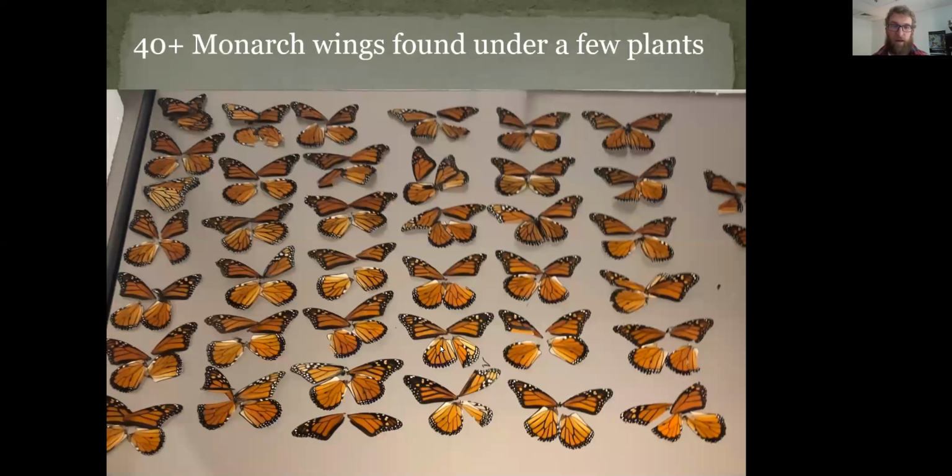At least 40 individuals, wings that I found underneath about 10 plants. And so that gives you some idea of just the numbers that these mantises are taking out every year. And I mean, monarchs in particular, but any pollinators.